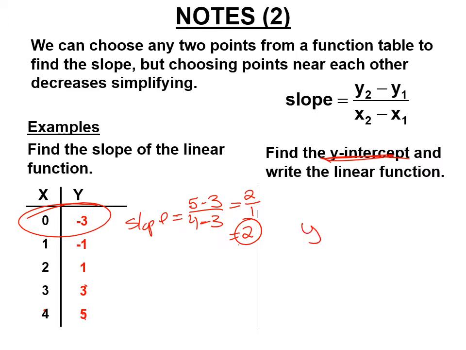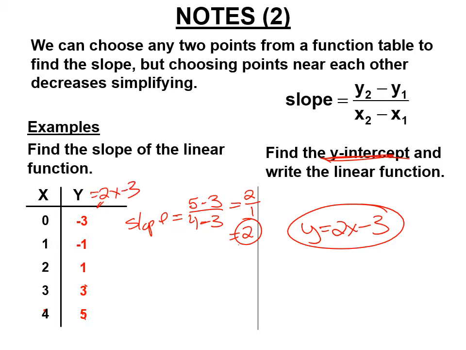Y equals 2x minus 3 made every single point in that table. Let's double check that, in case some of you are unconvinced. So let's see. When x is 0, 2 times 0 minus 3 equals negative 3. Made that point. Well, let's pick this one over here.